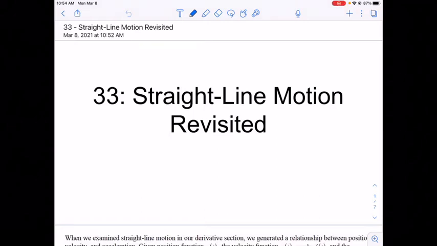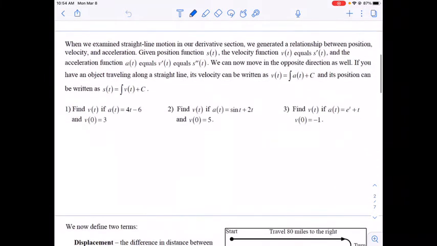All right, in this lesson here, we're looking at straight line motion revisited. So we've looked at this before, but now we're going to look at it from an integration standpoint. When we examined straight line motion in our derivative section, we generated a relationship between position, velocity, and acceleration. Given position function s of t, the velocity function v of t, which is the same thing as s prime of t, and the acceleration function a of t, which equals v prime of t, which also equals s double prime of t.